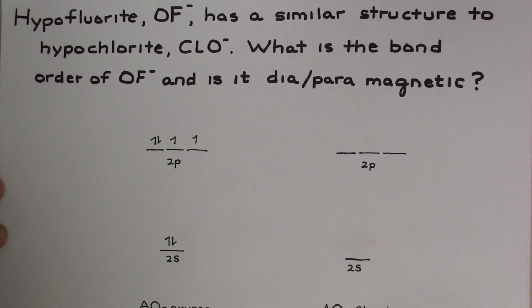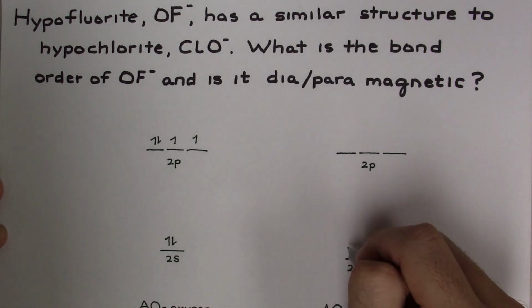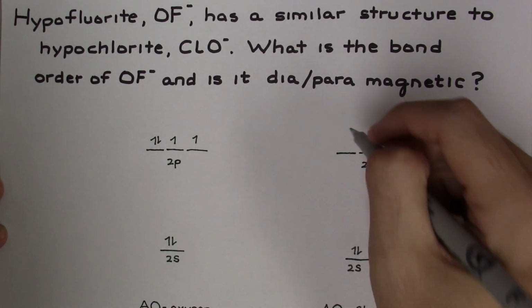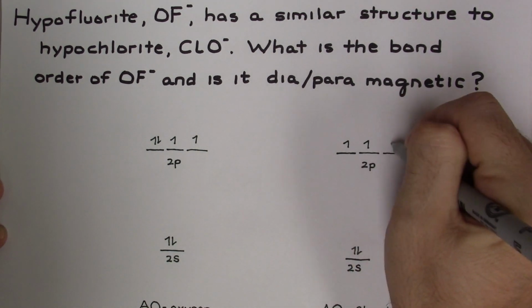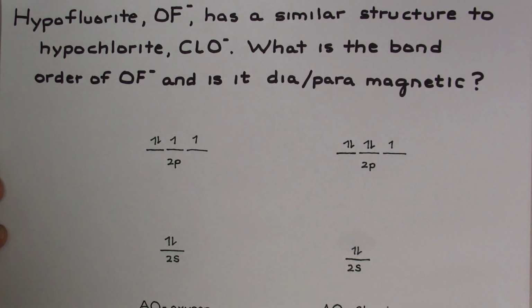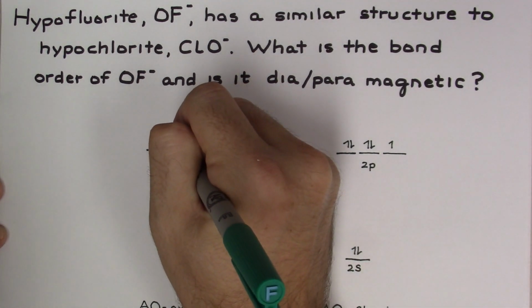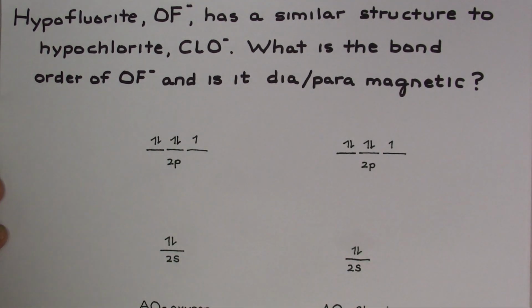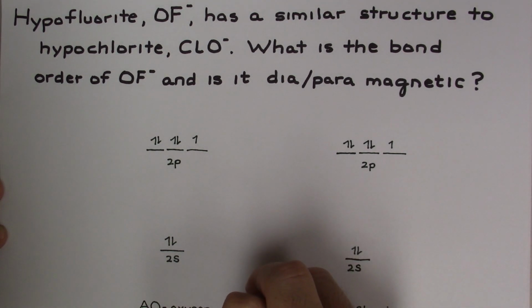Using the number of valence electrons, we must add 7 valence electrons. It's important to note that because of the negative charge, we are going to add a 7th valence electron to our oxygen. Now that we have the total number of electrons, we must start building our molecular orbitals.